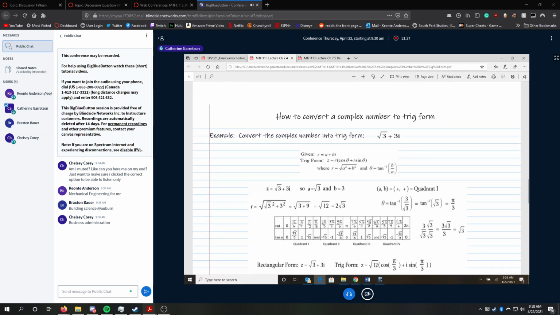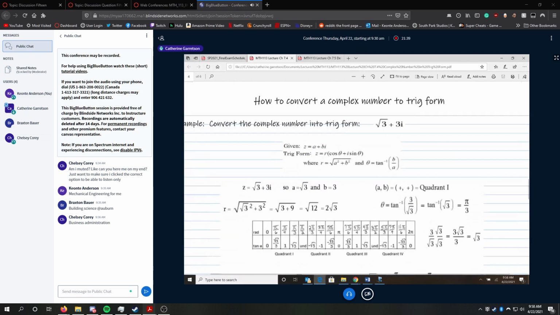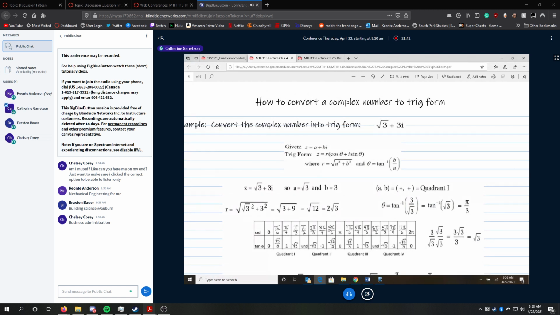Now here's another one. Convert this to trig form. It's a complex number because it has our i. So my A is root 3, my B is 3. I'm going to square root 3, and when I do, I just get 3. And I'm going to square my 3 and get 9. So 3 plus 9 is 12. So my r is the square root of 12.